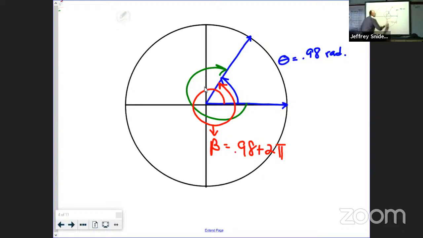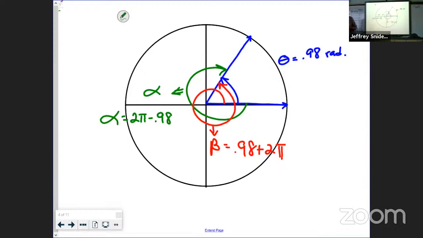Can somebody give me the green one, by the way, now? 2 pi minus 0.98. Okay, so we're going to go ahead and call this one here alpha. So alpha, if I go 2 pi minus 0.98, what kind of an angle is that going to give me? A positive, right? It's going to give me a positive.